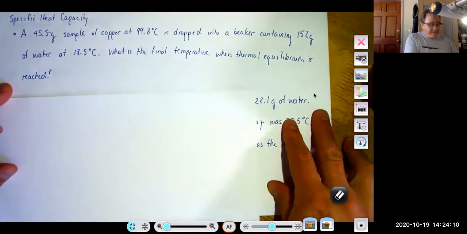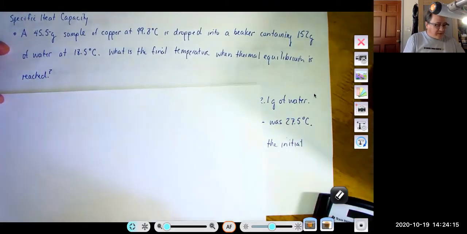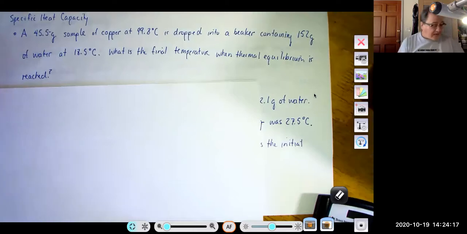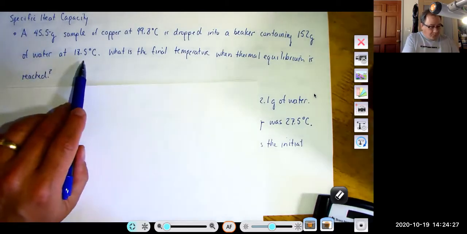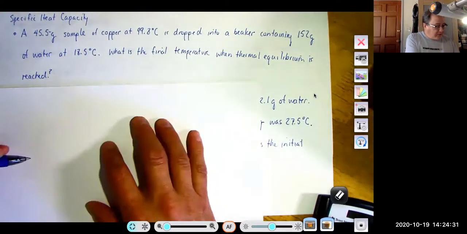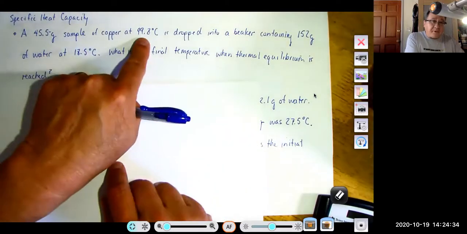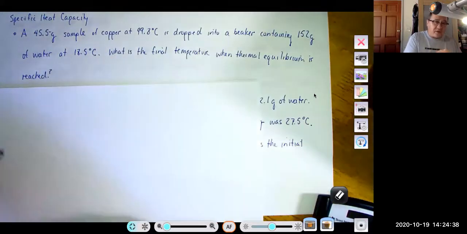Specific heat capacity. A 45.5 gram sample of copper at 98.8 degrees Celsius is dropped into a beaker containing 152 grams of water at 18 degrees Celsius. What is the final temp when thermal equilibrium is reached? So this is a hot piece of copper. This is cold water. When they combine together, the copper will get colder and the water will get warmer.